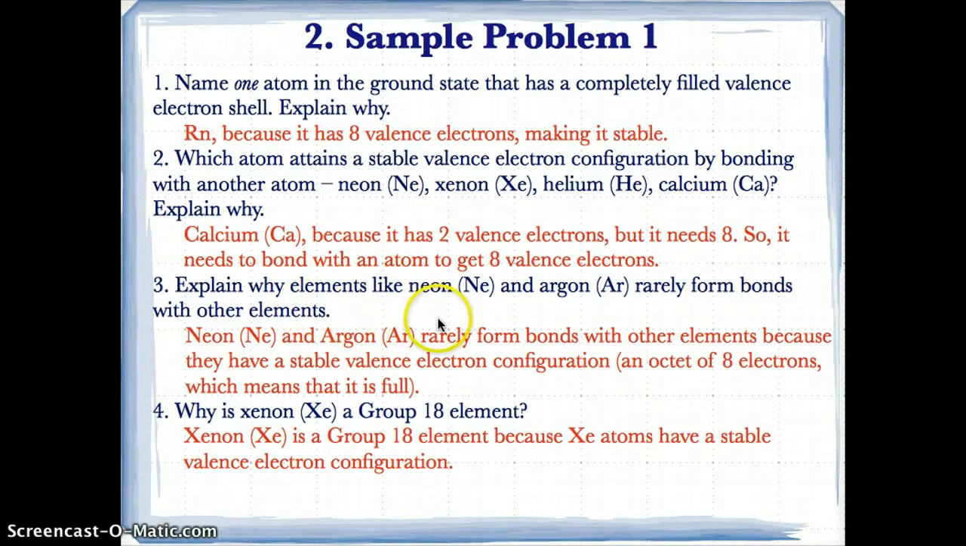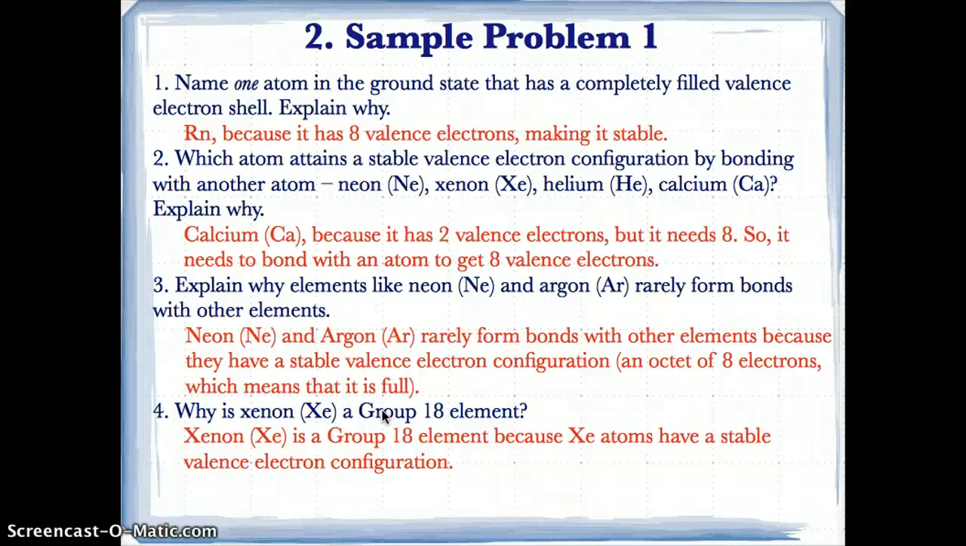Question 3 asks why elements like neon Ne and argon Ar rarely form bonds with other elements. They rarely form bonds because, let's remember, they're in group 18, so they have a stable valence electron configuration. The reason is they have an octet of 8 electrons, which means it is full. Therefore, they don't need to bond with anything because they're already stable. Everything else wants to become stable by bonding, but if you already have the full octet of 8 valence electrons, you don't need to do anything. That's why they rarely form bonds: they're satisfied and they're stable. All right?